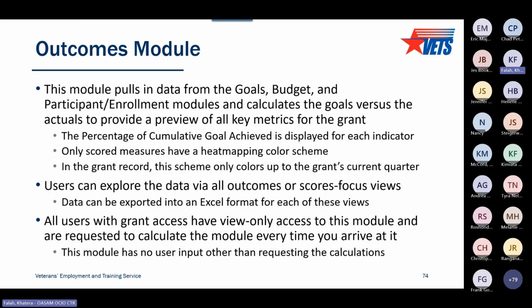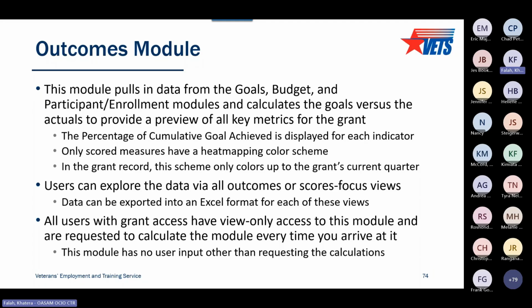The percentage of cumulative goal achieved is displayed for each indicator. Only scored measures have a heat mapping color scheme. In the grant record, the scheme only colors up to the grant's current quarter. So the first example I'm going to show you is going to color up until the end because it's a 2022 grant. Therefore, we have completed and gone past POP quarter 12, so the whole row will be lit up. But in the first year, in the 2025 grant we go into, it's only going to color the first column.